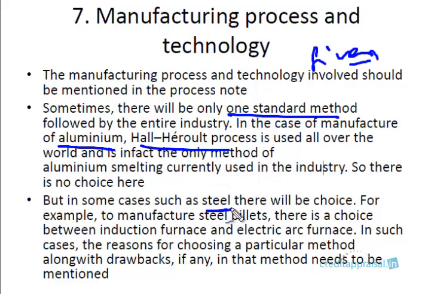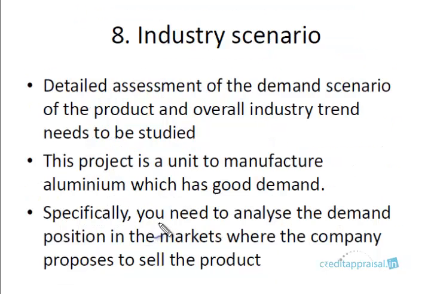But in some cases, like steel, you have a choice. You can go for either an induction furnace or an electric arc furnace. So whenever you have a choice of technology and the company is opting for a particular technology, you have to discuss the manufacturing process and the reasons for choosing this particular method over the available alternative. Then you need to discuss the industry scenario in your process note.